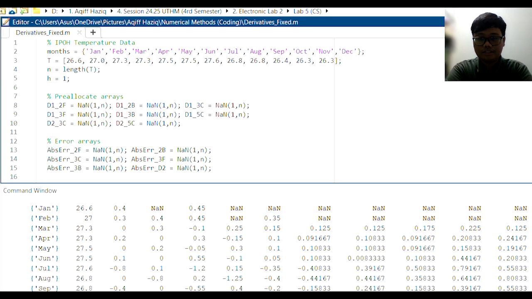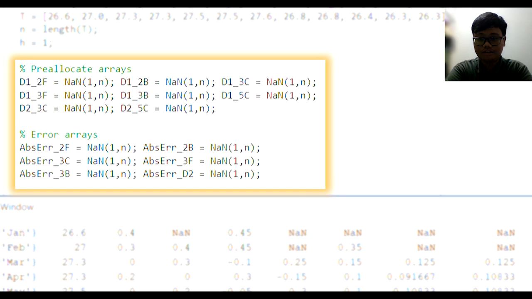So, pre-allocation of arrays: the first derivative, second derivative, and absolute error values are stored in arrays that are pre-allocated with NaN, which represents not a number in MATLAB. Pre-allocating prevents indexing problems during loop operation and increases code efficiency.